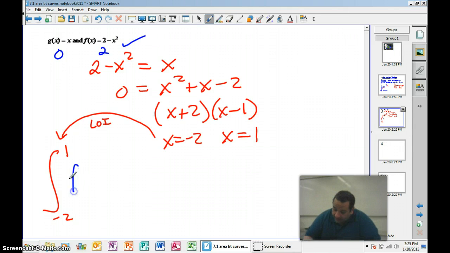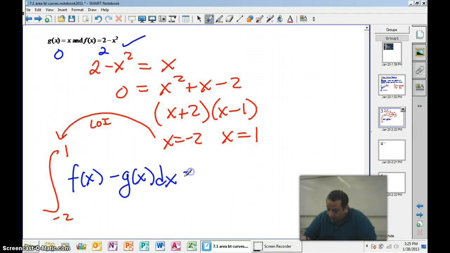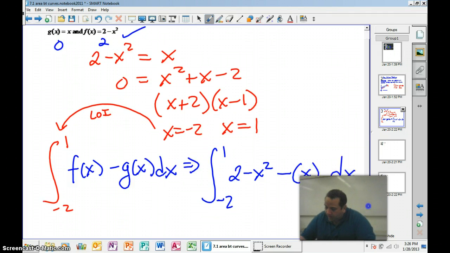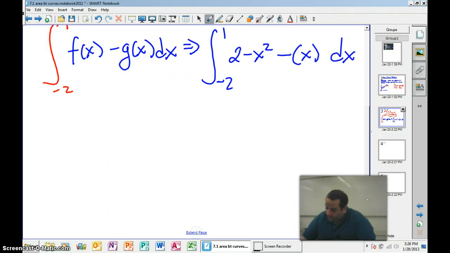So it's going to be the integral of f of x minus g of x dx. And now I'm going to plug and play here. So now, from negative 2 to 1, I get 2 minus x squared minus x. You might say, well, why did you put that in parentheses? If g of x was more than one thing, then we would have to subtract whatever's in there. So I'm going to finish this problem out.